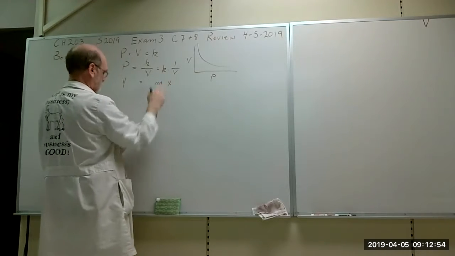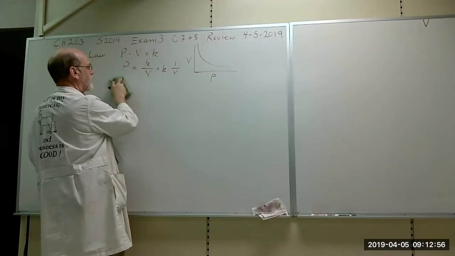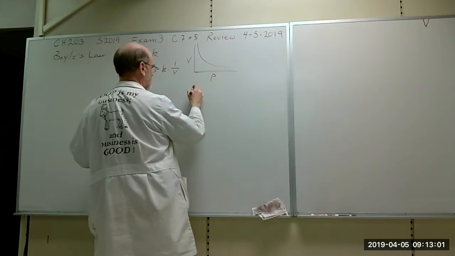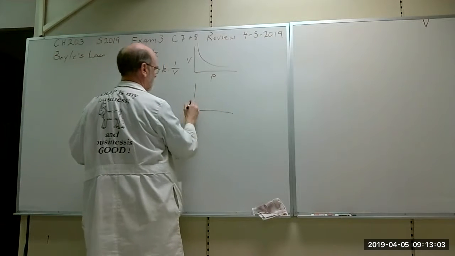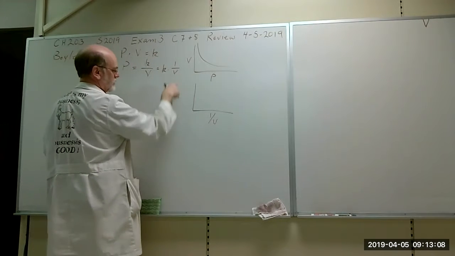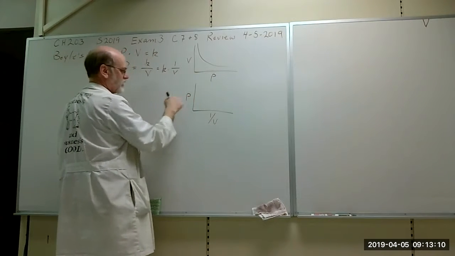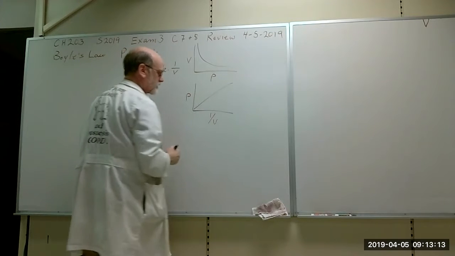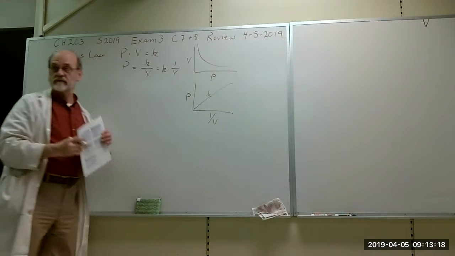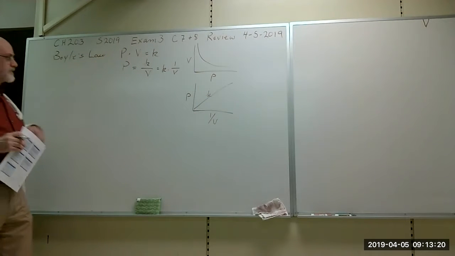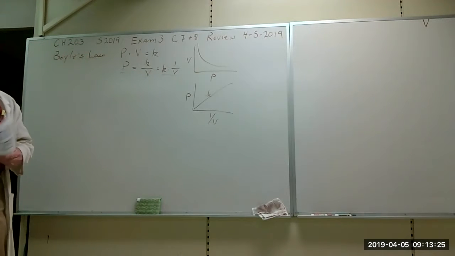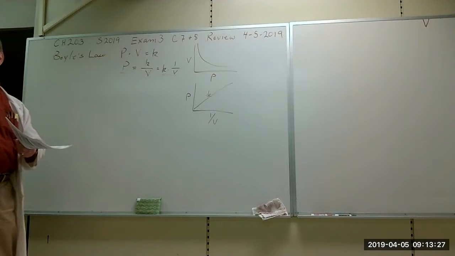So if we plot pressure against 1 over volume, in this case, x is the inverse of volume. So P goes up here. Then we get a straight line. And the slope of that line is equal to K, simply from this relationship. That's why we did that inverse of V.